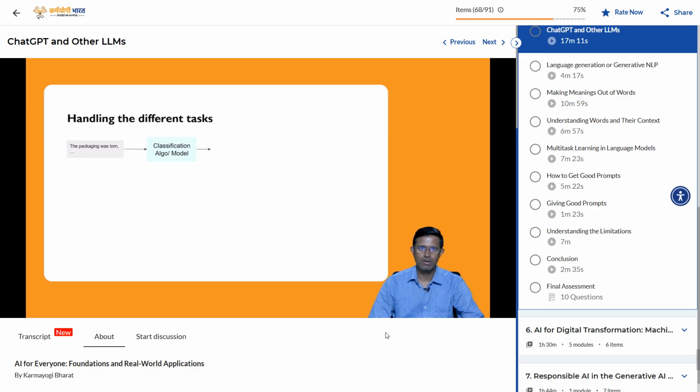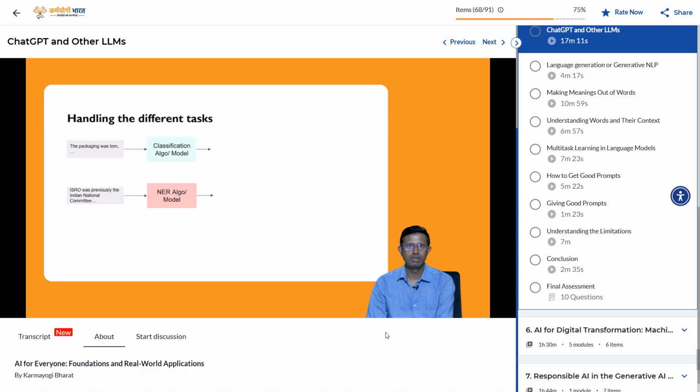So after training that algorithm, it becomes a model. Now this model will be able to identify the sentiment present in an input. Then suppose we have the named entity recognition task.